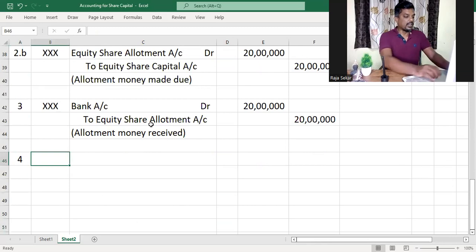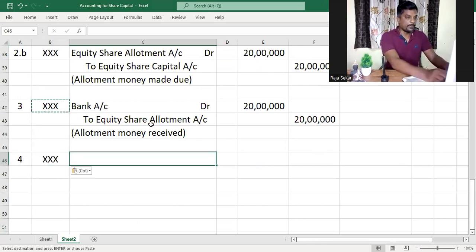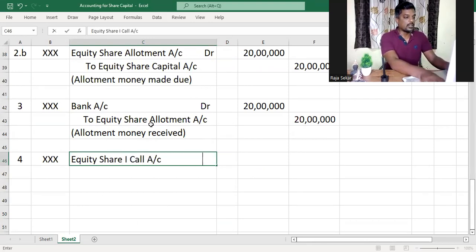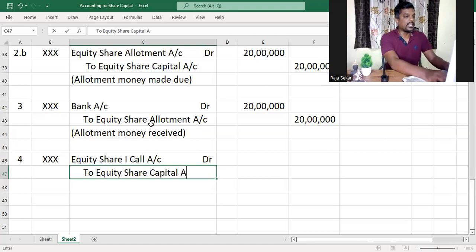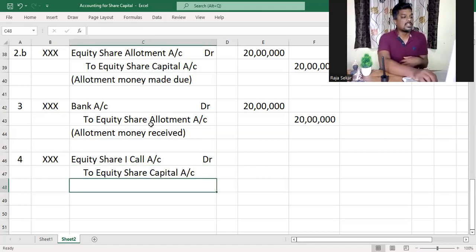Two accounts are affected. As I had already explained in the class before, the logic behind which accounts are affected. If you have not watched that class, kindly go over and see it. So making equity share first call due. Equity share first call account will be debited because it's an asset, it gives me the right to receive money from those shareholders, and therefore asset increases and that will be debited. And equity also along with that increases. So equity share capital is an equity account or liability account, it increases and therefore it will be credited. Understood or not, my dear children?